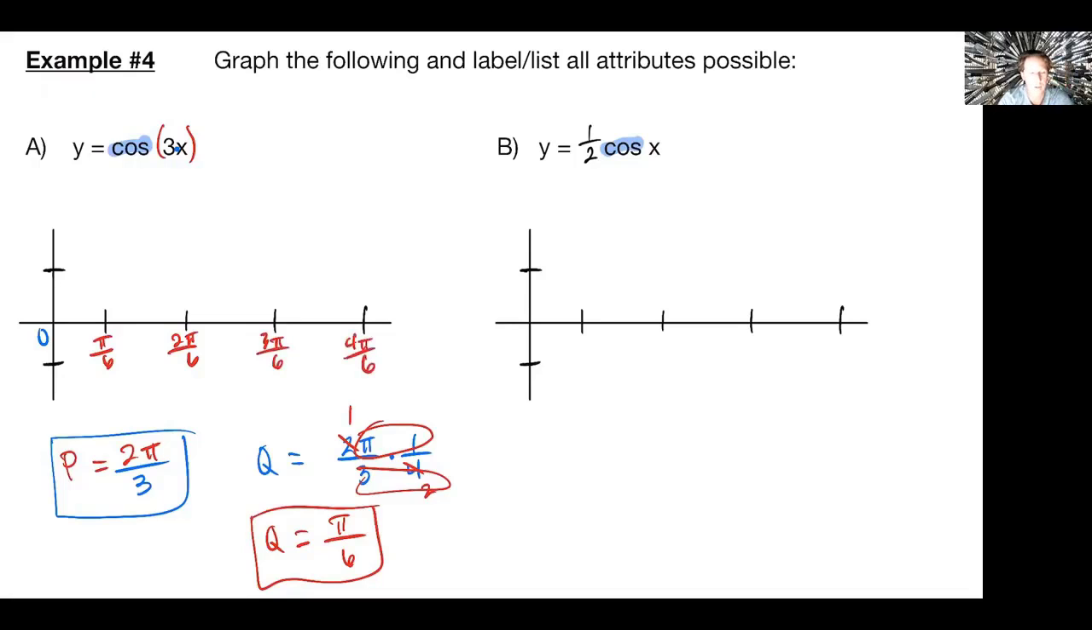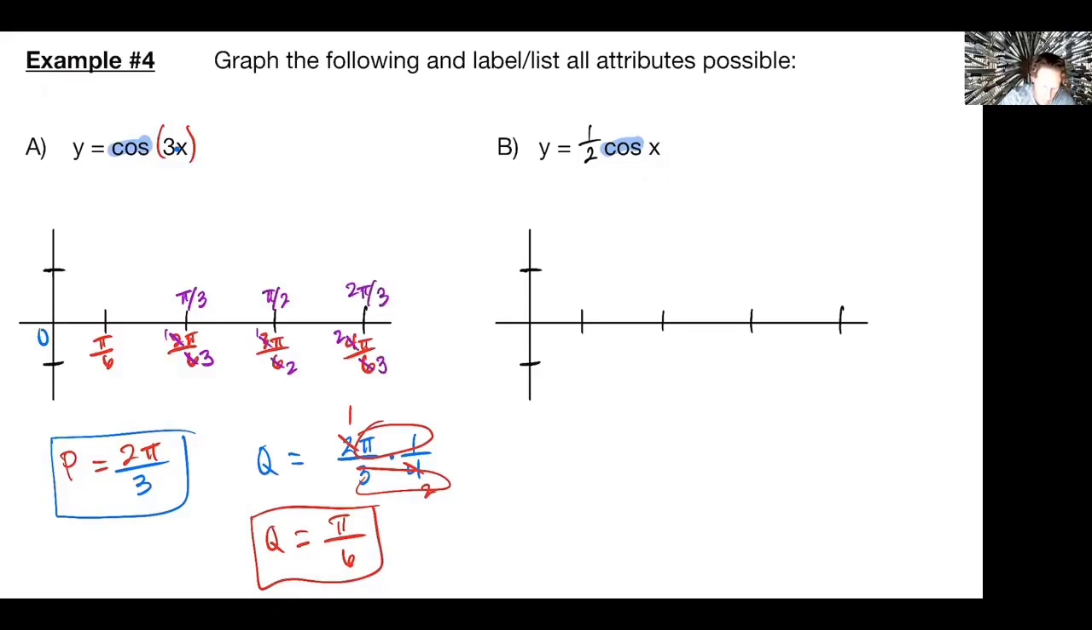And of course, they're not going to want you to leave it like that. What are they going to want us to do with every single one of those? Simplify them. So this would be a pi over 3. This would be a pi over 2. This would be a 2 pi over 3.